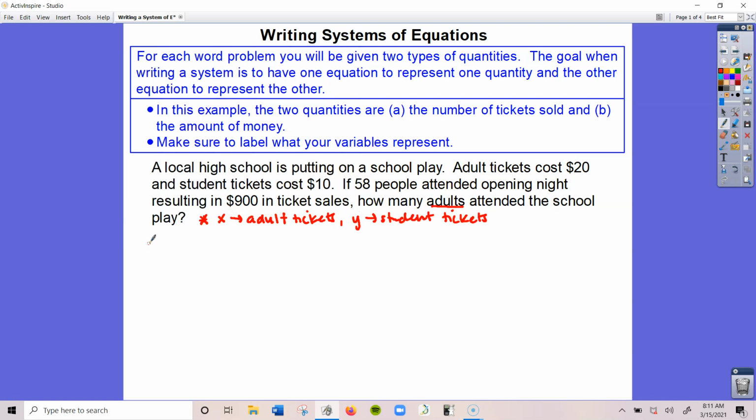So first we need to write our system. Now our first quantity, as I mentioned, is the number of tickets that were sold. Now we have adults and students that attend for a total of 58 people. So that means that the adults plus the students is going to equal a total of 58. Now the second equation will be the amount of money that was made. Adult tickets cost $20, so that's 20x, plus student tickets that cost $10 is going to equal a total of $900.